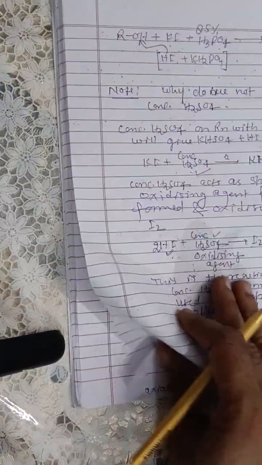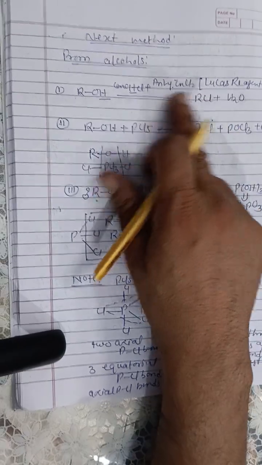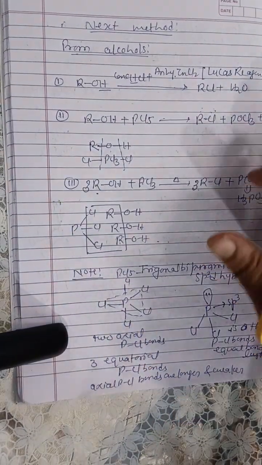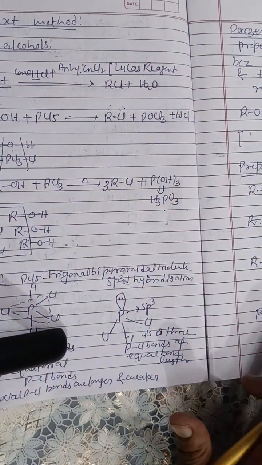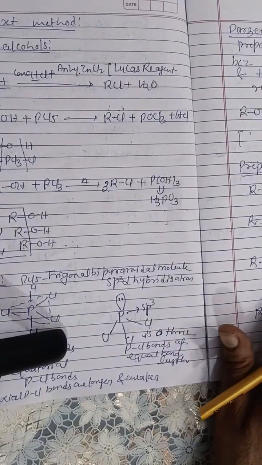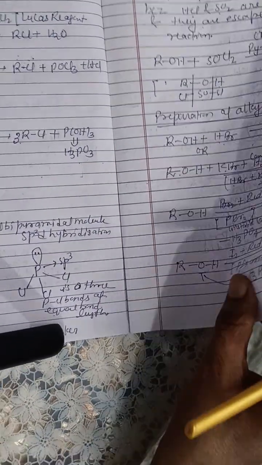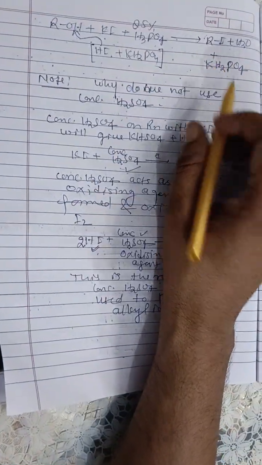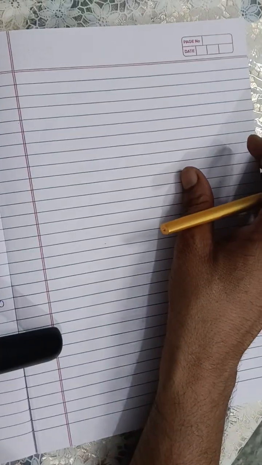So here we first studied the reaction with alcohols: Lucas reagent, PCl5, PCl3, SOCl2 to produce chlorides, HBr, Br2 with red phosphorus to produce bromides, I2 with red phosphorus to produce iodides, KI with H3PO4 to produce iodide. Now we will take some examples of reaction of alcohol with Lucas reagent.